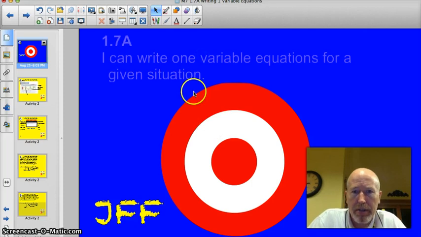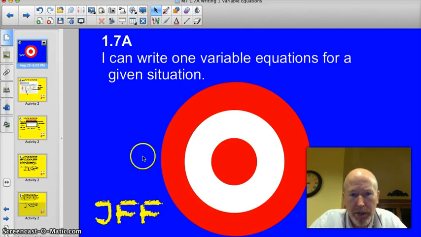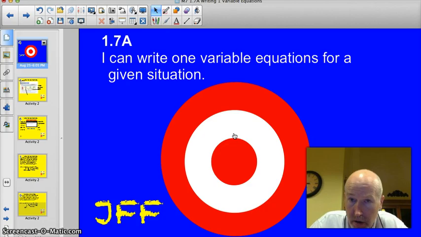Our target is: I can write one variable equations for a given situation. Now here's the most important thing to remember. You're just writing the equations in this lesson. I know you're going to want to solve it because that's what we do, but in this lesson, writing the equation is all I'm asking you to do. So I'm going to use simple numbers you can do in your head.